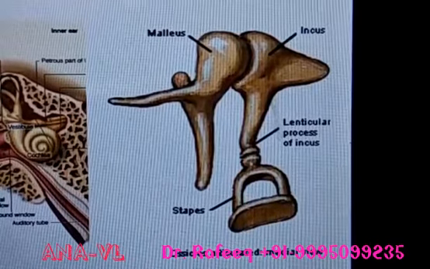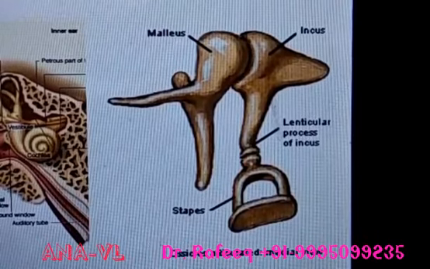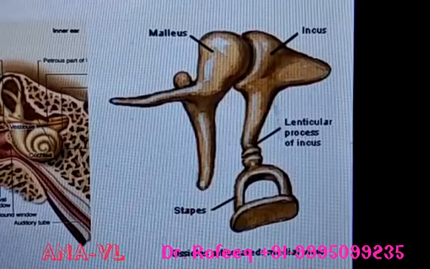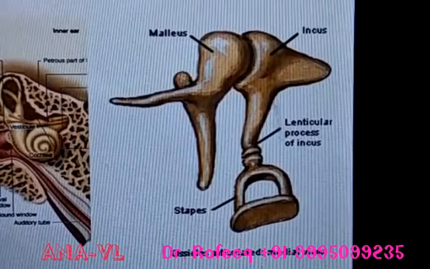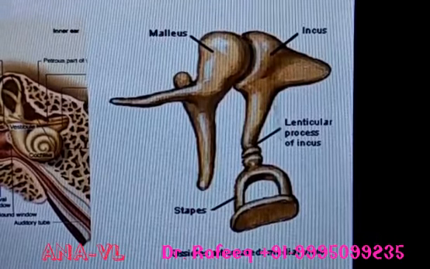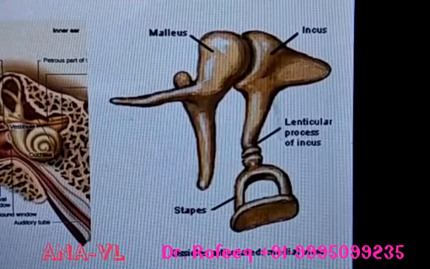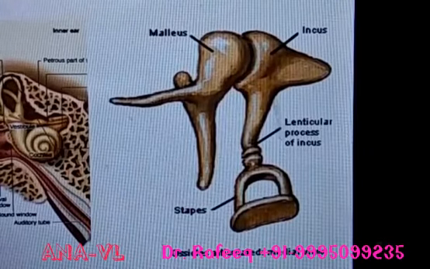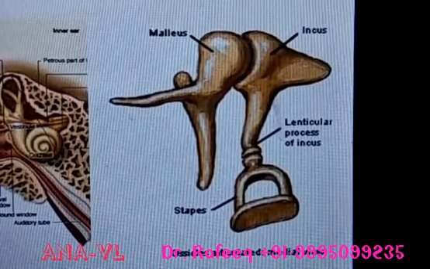So these are the two joints which are located within the middle ear cavity. Thank you for watching this short video explaining the ear ossicles and the joints between them. In the next video, we will go through the details of the muscles present in the middle ear cavity and also the blood vessels and nerves of the middle ear cavity with clinical correlations.